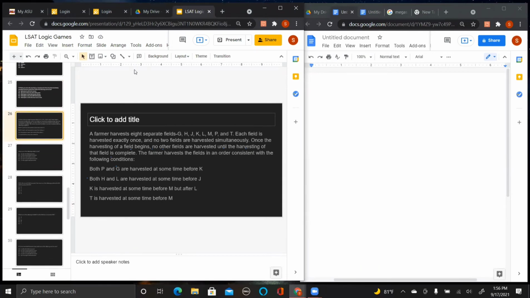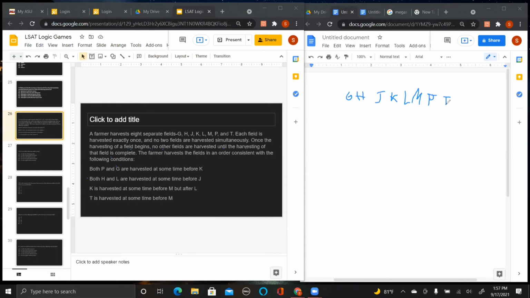Oh no, we have 2 more games actually. So this one, a farmer harvests 8 separate fields. Let me get my annotate back on. All right, that is gross. G, H, J, K, L, M, P, T. That's taking me a second, but just be patient. I absolutely hate writing on this. This is terrible. I wish there was some way I could just show you me writing on a piece of paper, but that would require a lot more thought than I'm able to put in. So G, H, J, K, L, M, P, T. That is our gross little list.